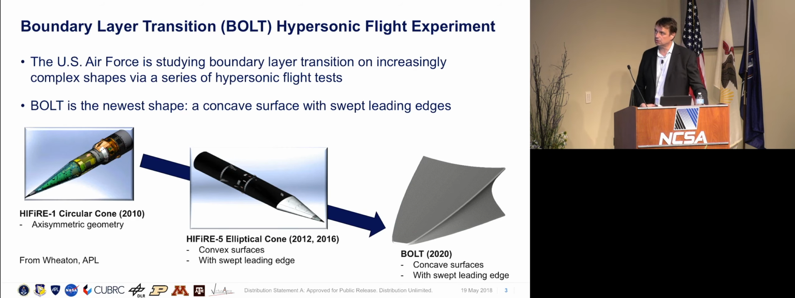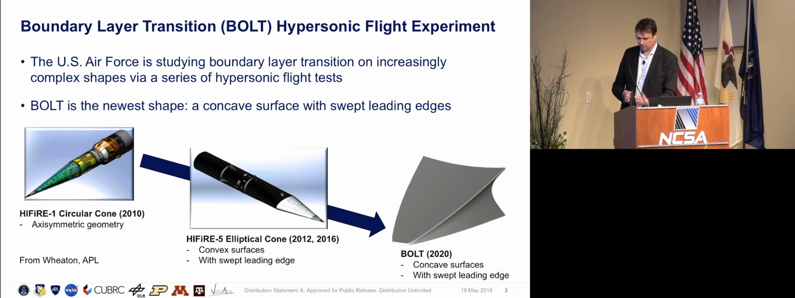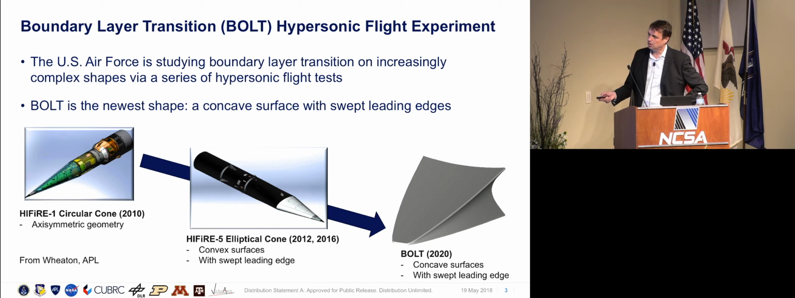So BOLT, the boundary layer transition flight experiment, is actually the third in a progression of boundary layer transition experiments flown on sounding rockets. There were 2 earlier flight experiments: a blunt cone, HIFiRE-1, and then HIFiRE-5, which was a blunt cone that was squished by a factor of 2, so it's elliptical in cross section. And then this configuration, this geometry here now, BOLT.